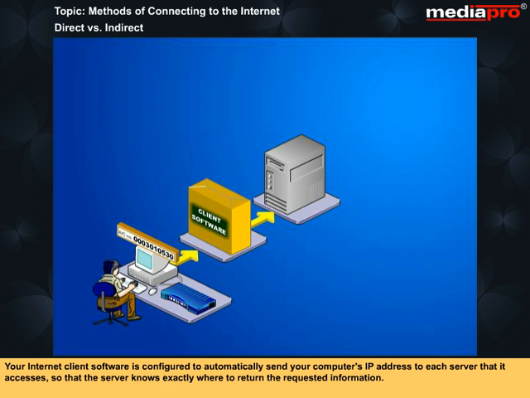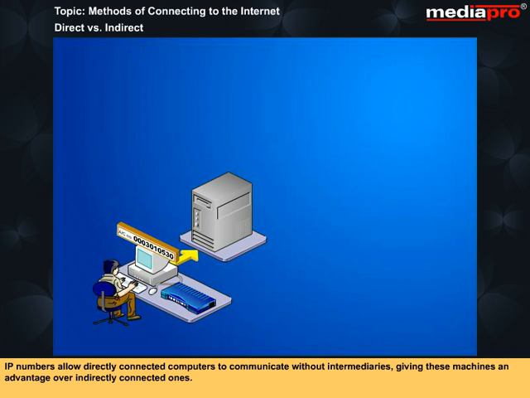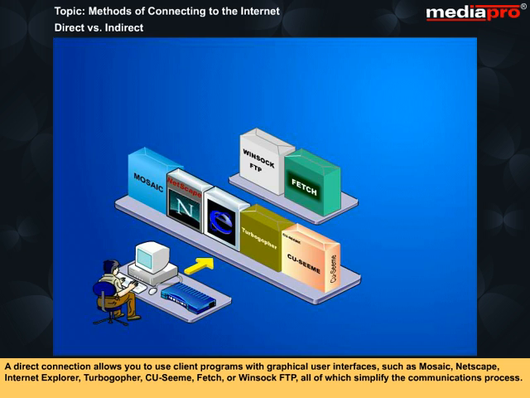Your internet client software is configured to automatically send your computer's IP address to each server that it accesses, so that the server knows exactly where to return the requested information. IP numbers allow directly connected computers to communicate without intermediaries, giving these machines an advantage over indirectly connected ones. A direct connection allows you to use client programs with graphical user interfaces, such as Mosaic, Netscape, Internet Explorer, TurboGopher, CUSEAM, Fetch, or Winsock FTP, all of which simplify the communications process.